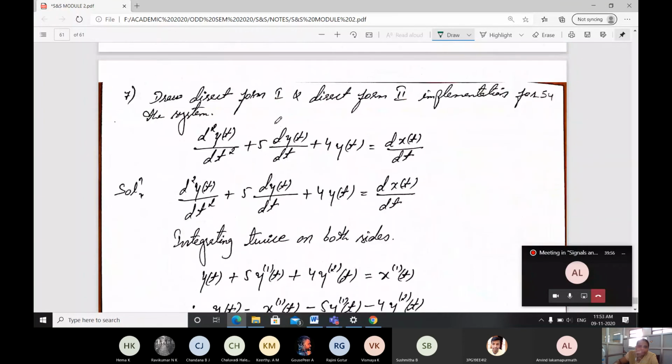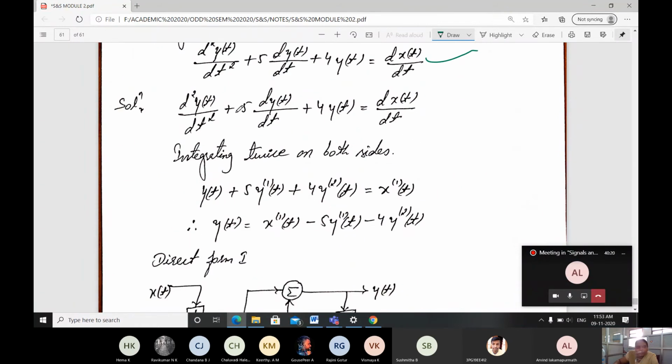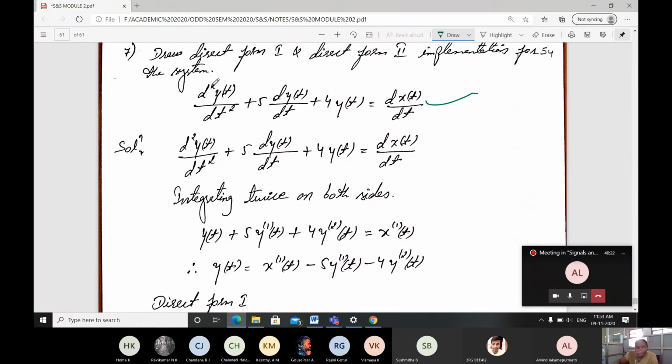Draw the direct form 1 and direct form 2 implementation for the system. Here the equation is given as d square y of t divided by dt square plus 5 dy of t divided by dt plus 4 y of t is equal to dx of t divided by dt. Here it is given. Next, what we have to do here, based on the degree how much is there. Okay, here 2 is there, right? That many times you have to integrate.